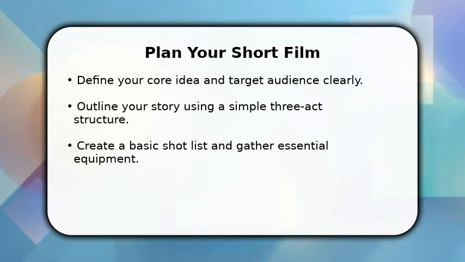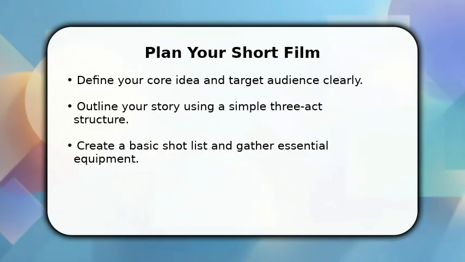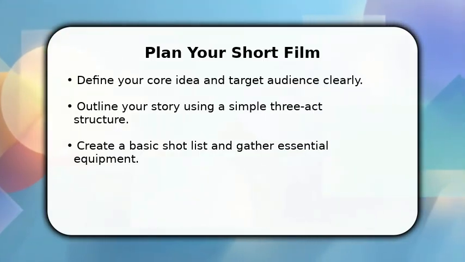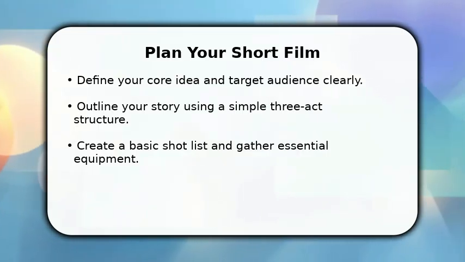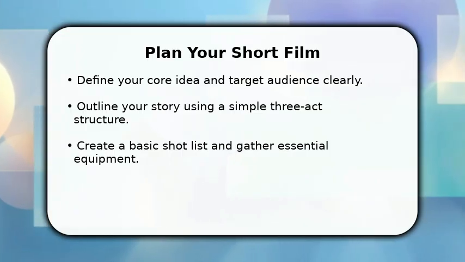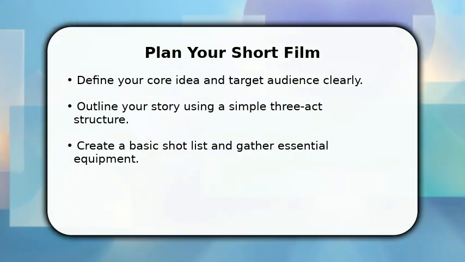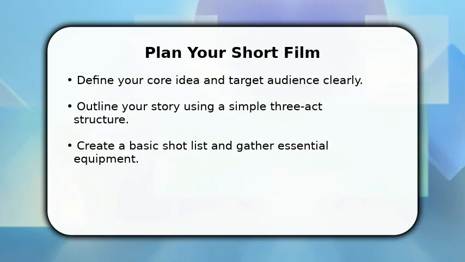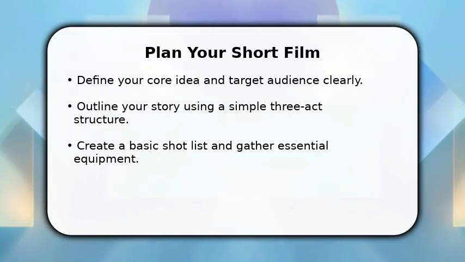In this video, I will explain how to make a short movie using an easy method. First, let's plan. Begin by defining your core idea and who you want to watch it. Then, outline your story with a simple beginning, middle, and end. Finally, create a basic shot list and gather your essential equipment, like a smartphone or a simple camera. This foundational planning saves you a lot of time later on.